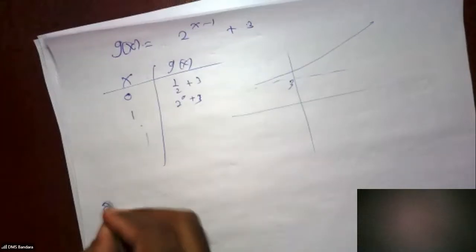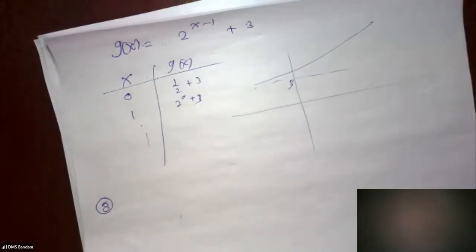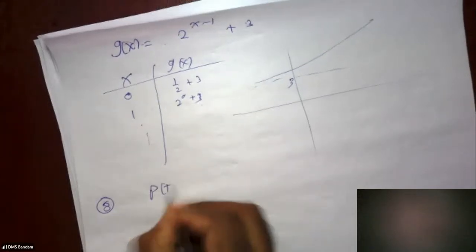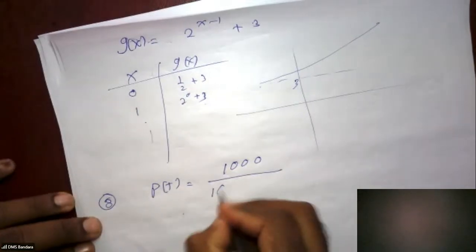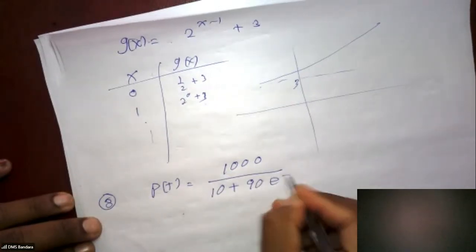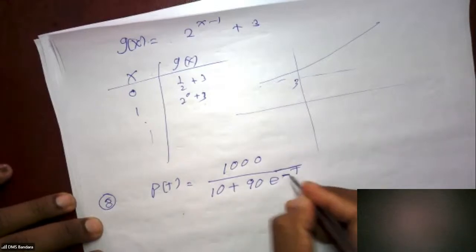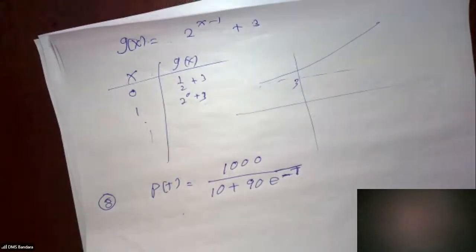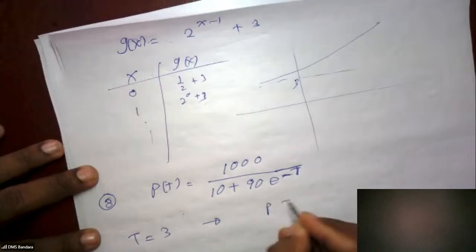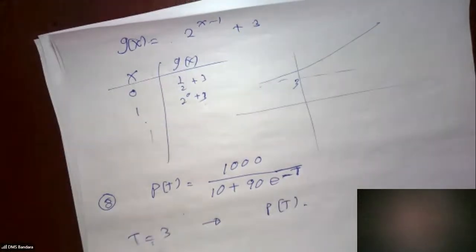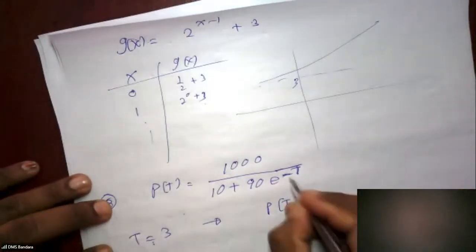Then the 8th one, they are giving the population function. Population function P(t) equal 1000 over 10 plus 9 e to the power minus t. The decay population graph. First one is calculate the approximate population after 3 years. When t equal 3, find the value of P(t). Right? When t equal 3. Then you should find the inverse function.